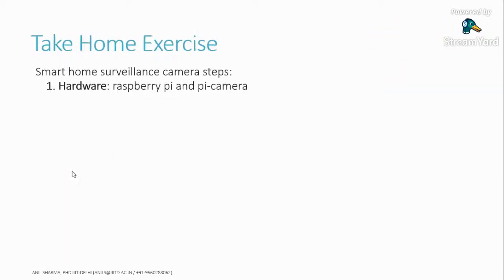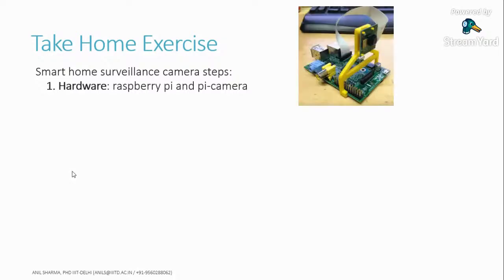Okay, so this was facial landmarks. Now I want to leave you with a take home exercise where you can build your own smart home system using whatever we have learned in this lecture. You can use a hardware Raspberry Pi and Pi camera. Okay, this is what it looks like. It's a very small hardware, smaller than my hand, and you can also attach a camera to it, which is a Pi camera, or you can attach a USB camera, but USB cameras are generally bulky. This Pi camera is very small in size, so it's very convenient to use, and you can mount it at your entry or exit location of your home, so that it can monitor who is coming to your home.